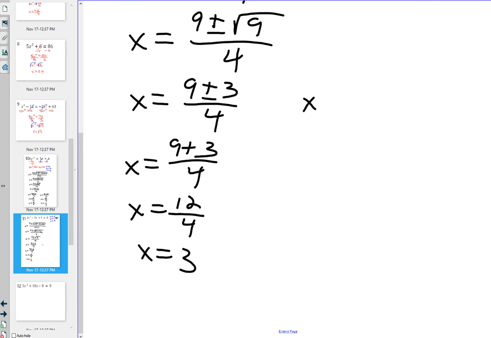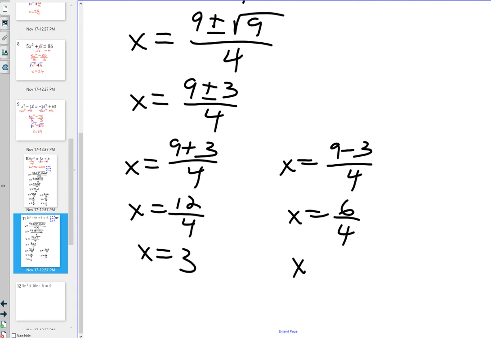That's also 9 minus 3 over 4, which is not as friendly because that's 6 over 4, so you have to know how to reduce down to 3 over 2. I divided each of those by 2. So did Soha.